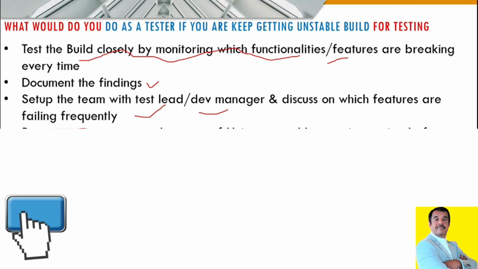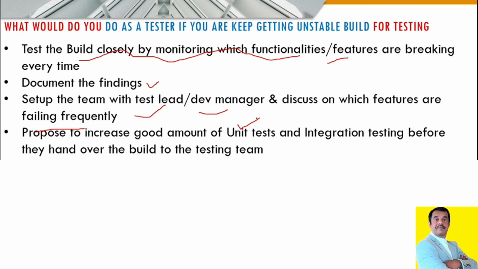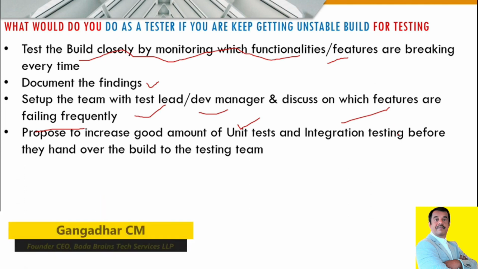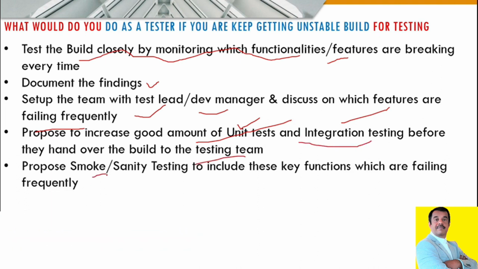Along with the discussion with the test lead and dev manager, also propose a higher number of unit tests in these areas. It may happen that there is a lesser number of unit tests, even fewer integration test cases, in those areas. Maybe we should propose adding more unit test cases by the development team, plus the integration testing perspective as well, before they hand over the build to the testing team. That would guarantee that whenever they add new code or modify the code, these unit tests and integration tests will be running before they hand over to the testing team. We can reduce the number of failures.